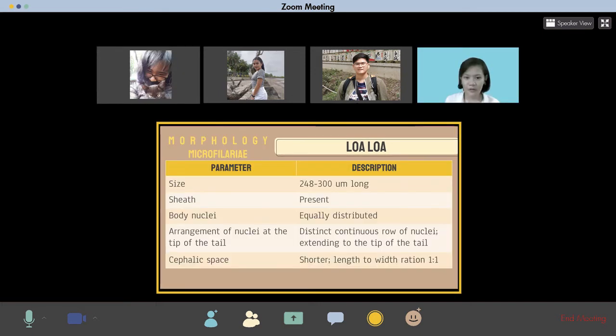For the morphology of the microfilaria of the Loa loa, it measures around 248 to 300 micrometers long and is sheathed. Its body nuclei are equally distributed, and the nuclei arrangement exhibits a distinct continuous row that extends up to the tip of its tail. Its cephalic space is short, with a length-to-width ratio of 1:1. Its body also has irregular curves and resembles a corkscrew.